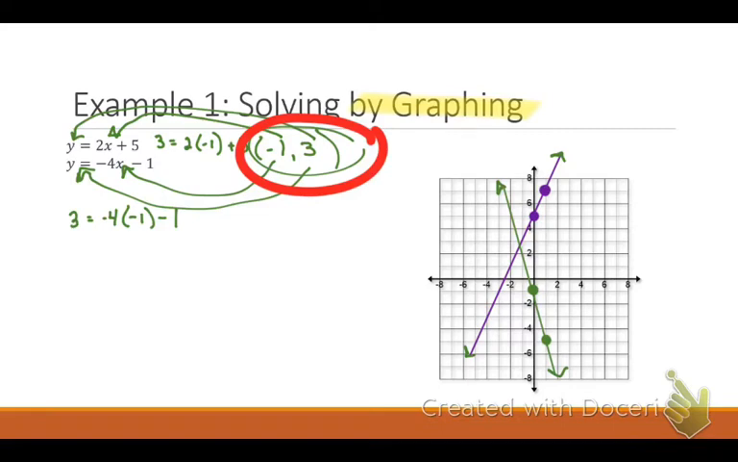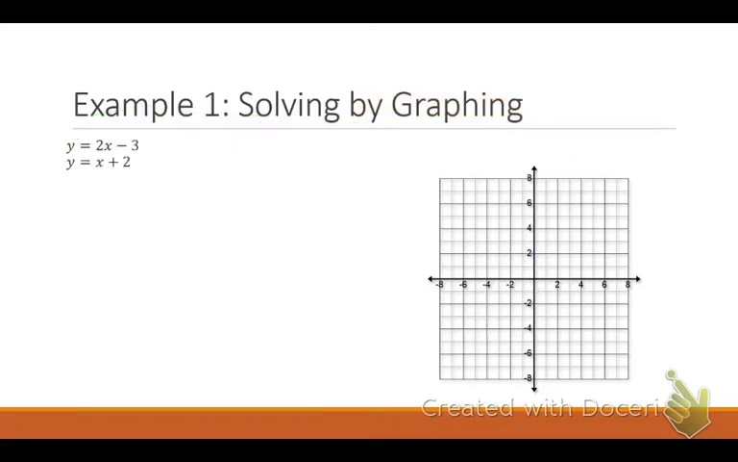All right, how are we doing so far? Plot the lines, see where they cross. Not too bad? Okay, so we're actually going to skip the next one, and we're going to do the first one from example 2. So I want you to go down to example 2 now.